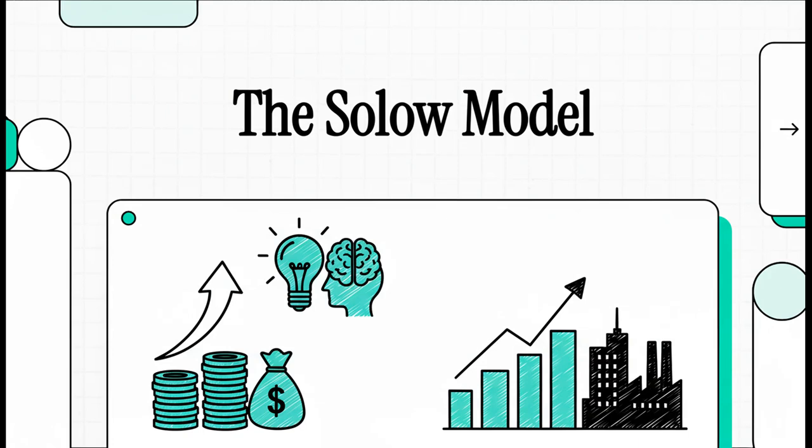Welcome to The Explainer. Today, we're cracking the code on a huge question. Why are some countries just so rich while others are stuck in poverty? The answer is all about economic growth, and we're going to use a really foundational model that completely changed how we think about this stuff.